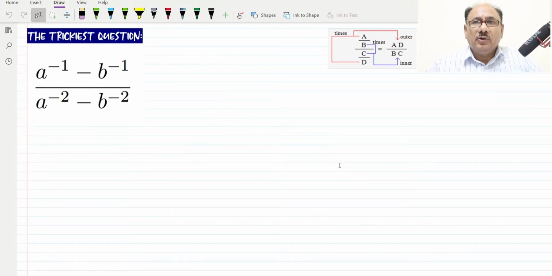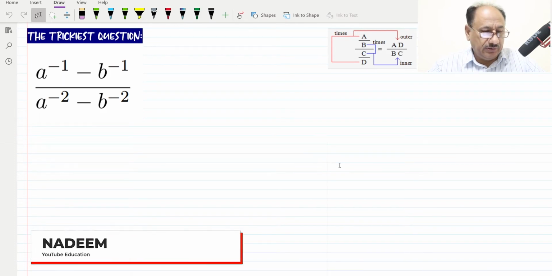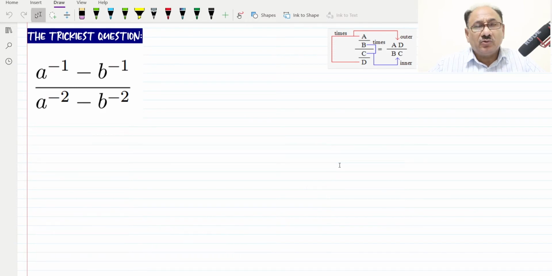Hello everyone. Today we'll be going through a very interesting question involving indices, basically negative indices, and the fraction over fraction rule, which is very important and very tricky. Many students were asking about this tricky question, the fraction over fraction rule. So I will explain the fraction over fraction rule when we have a double fraction in the numerator and also in the denominator.